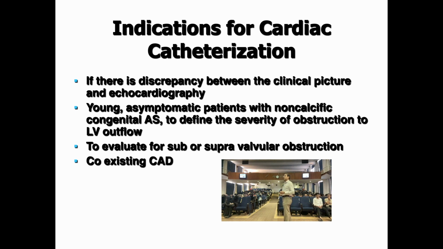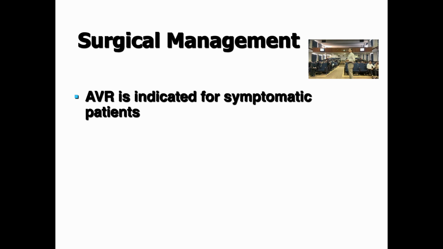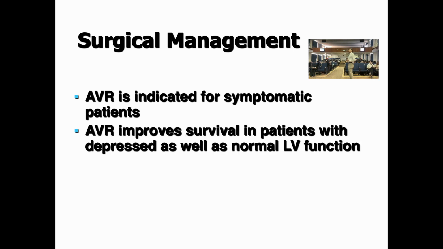And finally, if we suspect that there is coexisting coronary artery disease. So these are 4 indications in which we will go for cardiac catheterization in a case of aortic stenosis. Otherwise, it's not required. Management is surgical. AVR is indicated for all symptomatic patients. AVR improves survival in patients with depressed as well as normal LV function. If the patient does not have symptoms, AVR may be useful on the criteria we saw, depending on the echo and angiogram.